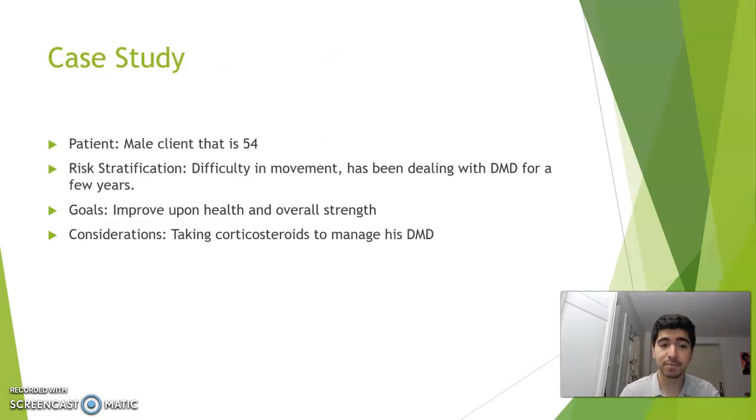So in my case study, my patient is a male client that is 54 years old. His risk stratification: he has difficulty in movement and has been dealing with DMD for a few years. Goals: improve upon health and overall strength. Consideration: he's taking corticosteroids to manage his DMD.